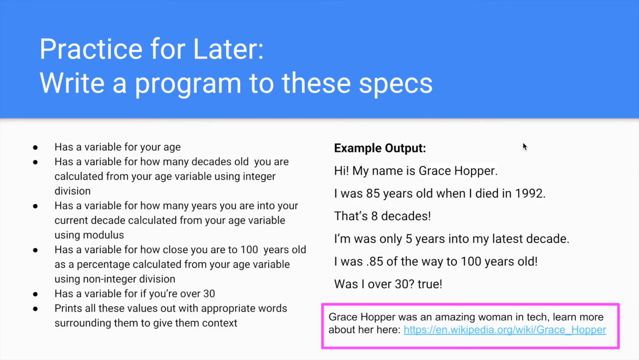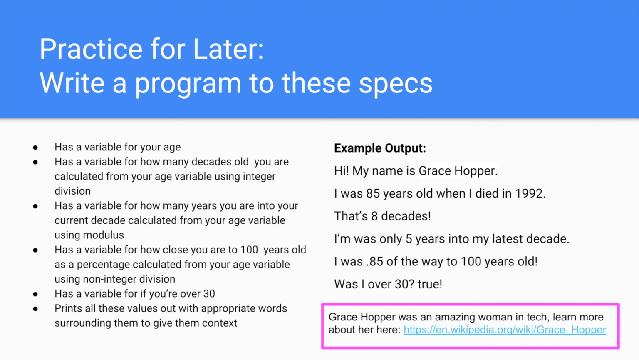And then a practice problem for later was to write a program to these specs. So you have a variable for your age, a variable for how many decades old you are, calculated from your age variable using integer division, a variable for how many years you are into your current decade, calculated from your age variable using modulus, a variable for how close you are to 100 as a percentage calculated from your age variable using non-integer division, and a variable for if you're over 30. And then you should print out all these values with appropriate words surrounding them to give them context.